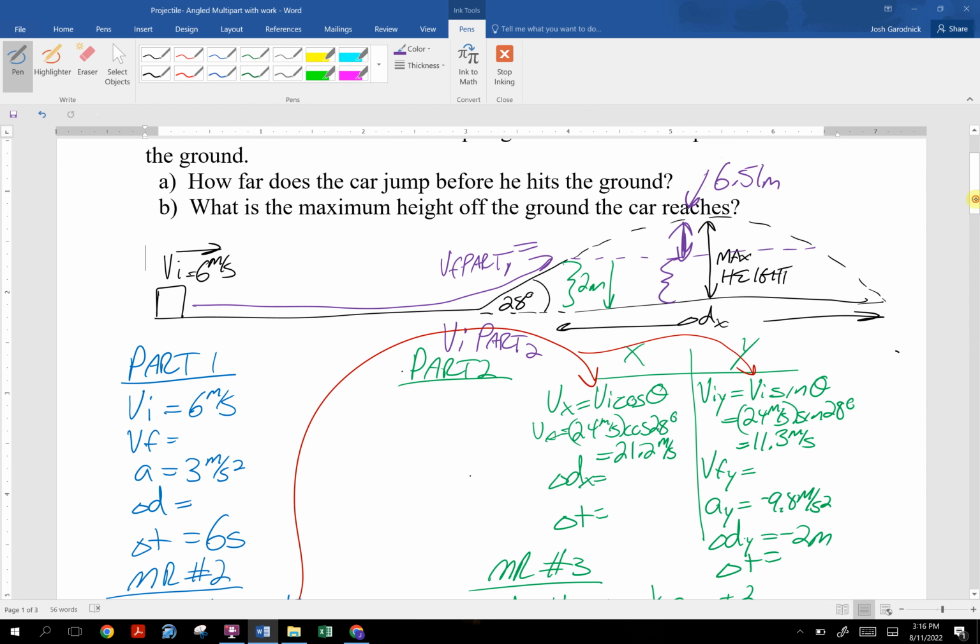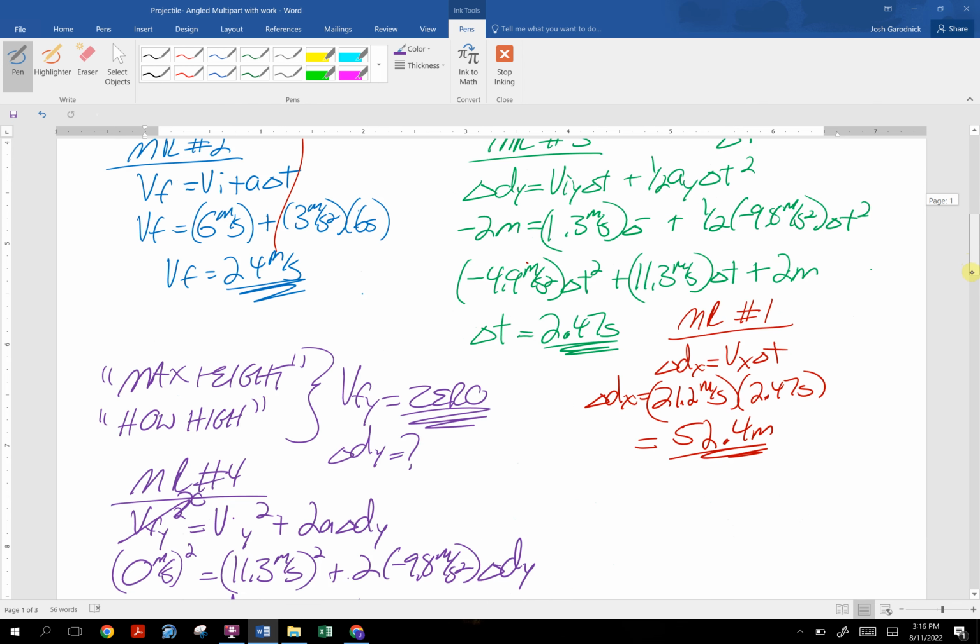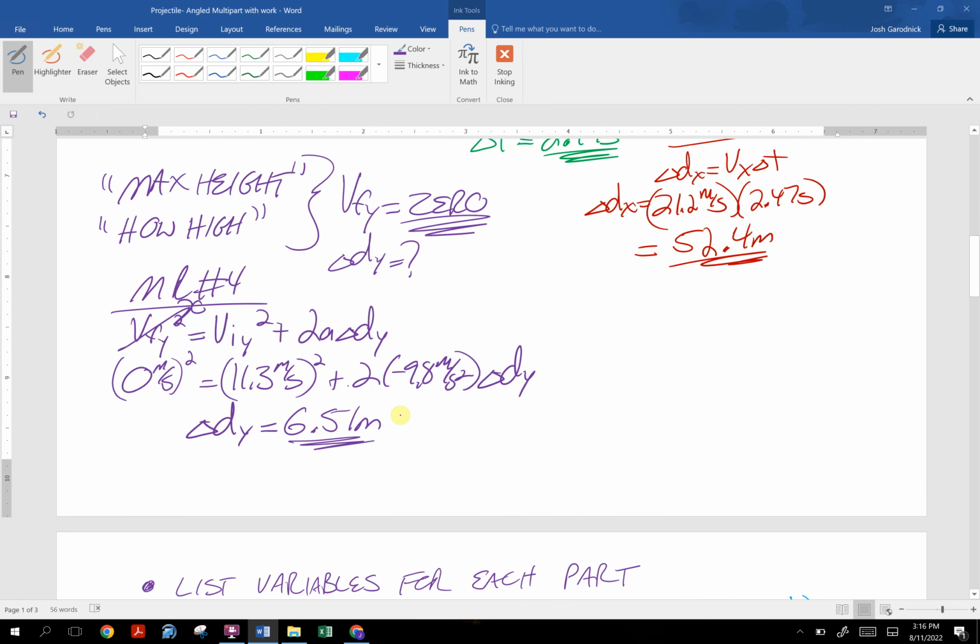So how do we get the height above the ground? Don't forget to add that 2 meters back. That's the height above the ground. So plus 2 meters, which was the height of the ramp, and you get 8.51 meters. That's basically it. Your multi-part problem and a maximum height question. Let's do a quick review, shall we?